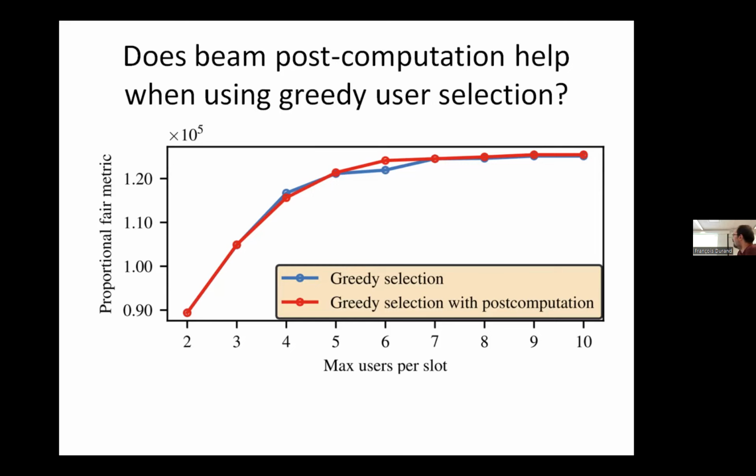And so here on the x-axis is the max number of users per slot, and on the y-axis is the proportional fair metric. And so, long story short, it doesn't change much.